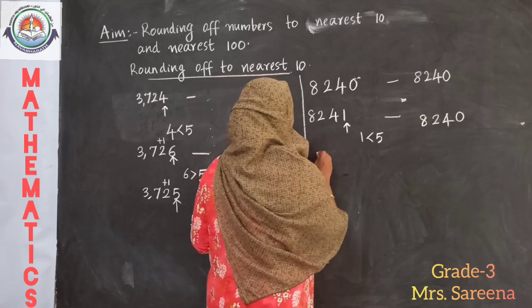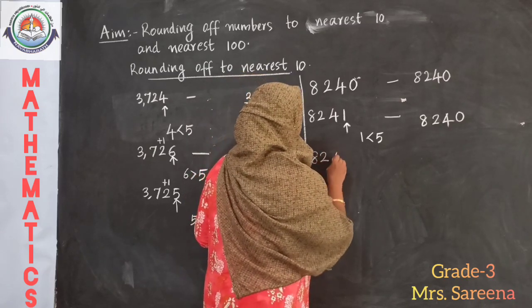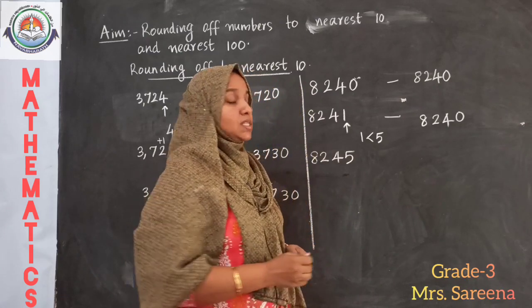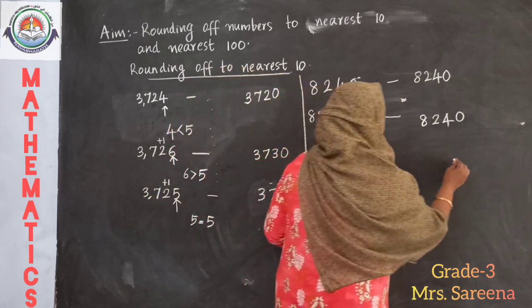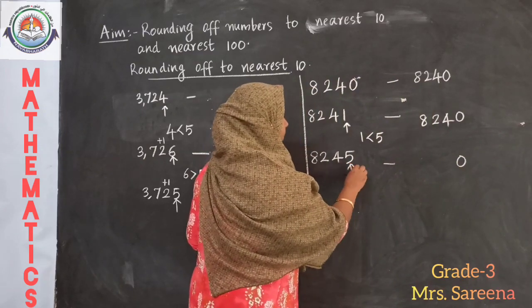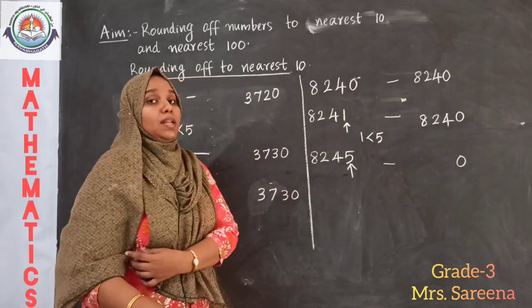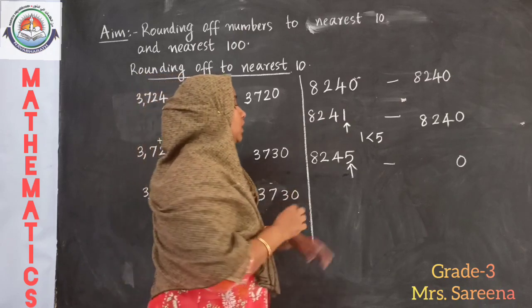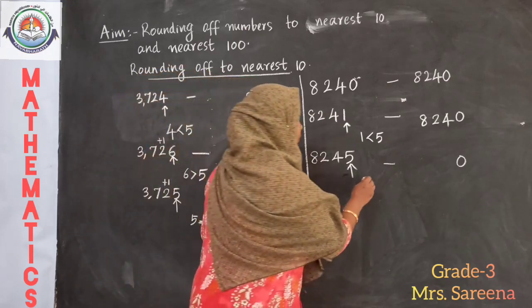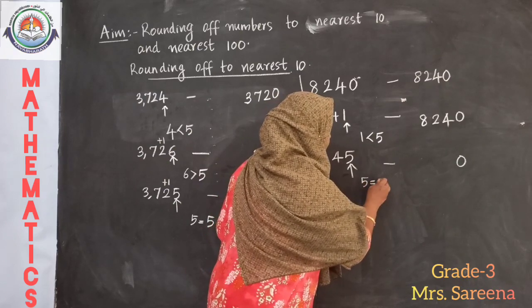Okay. And if the number is 8245, what do we have to do first? Write a 0 at the ones place first. This 5 becomes 0. Then check the number at the ones place. It is equal to 5.